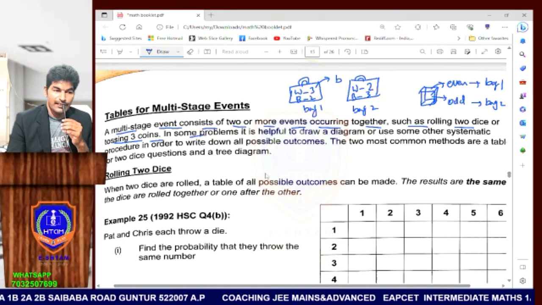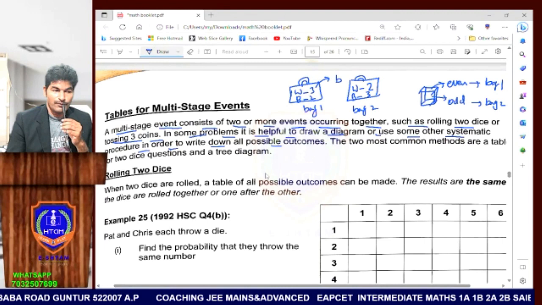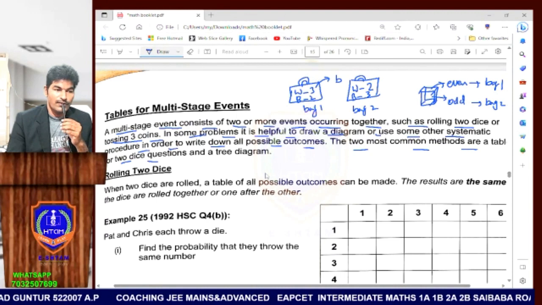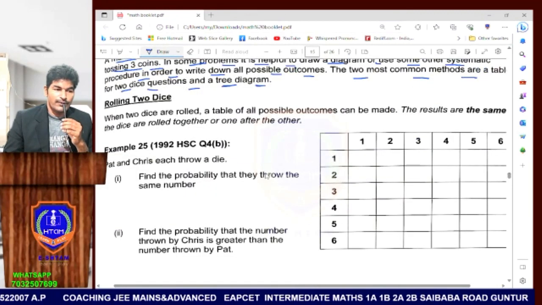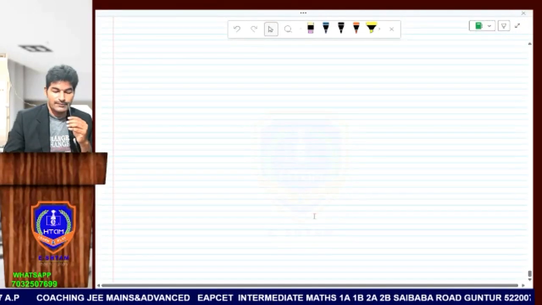coins. In some problems, it is helpful to draw a diagram or some other systematic procedure in order to write down all possible outcomes. The 2 most common methods are a table for 2 dice questions and a tree diagram. Okay. So, rolling 2 dice. I will tell you what happens if you roll 2 dice.